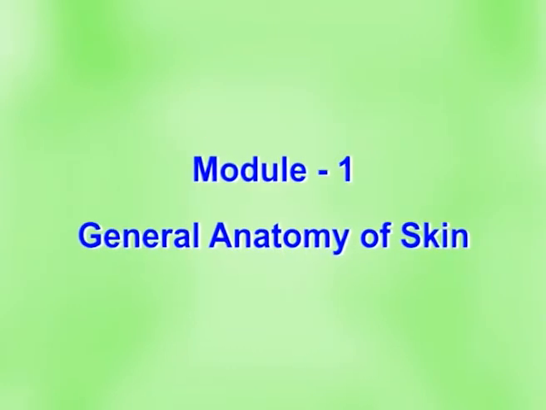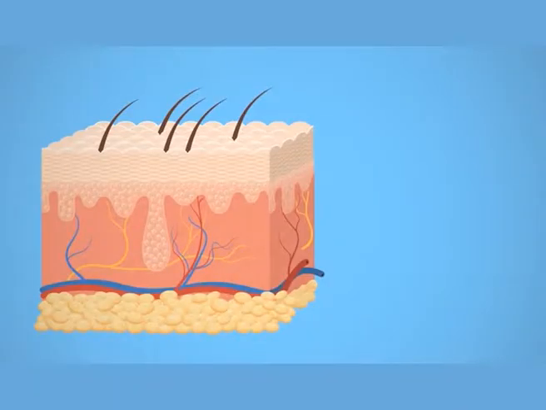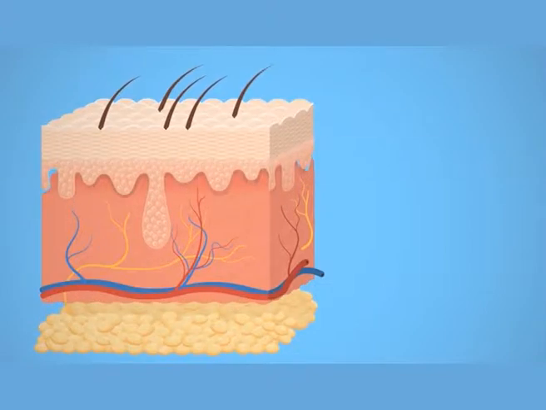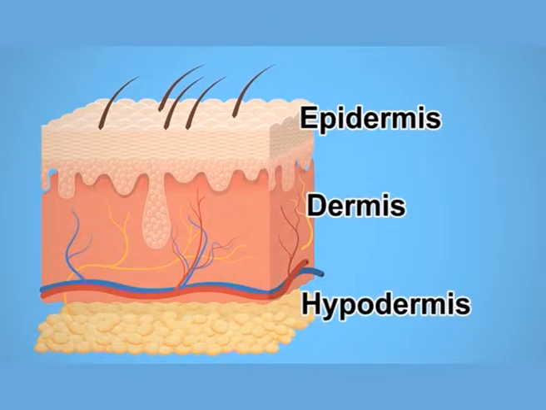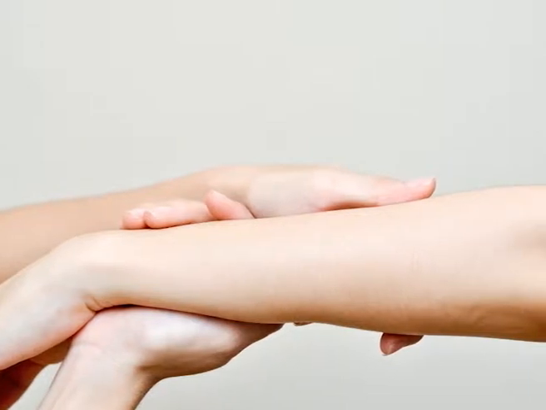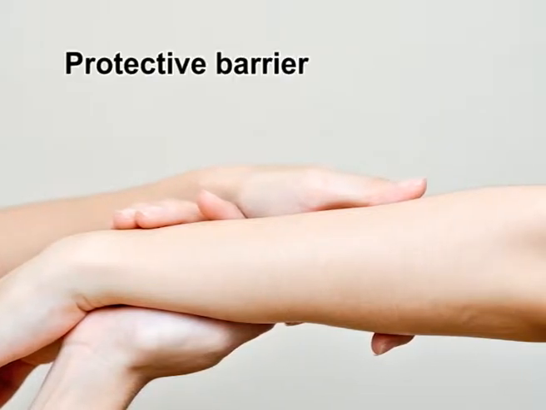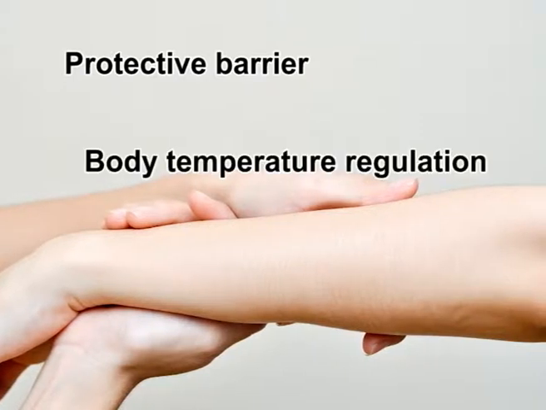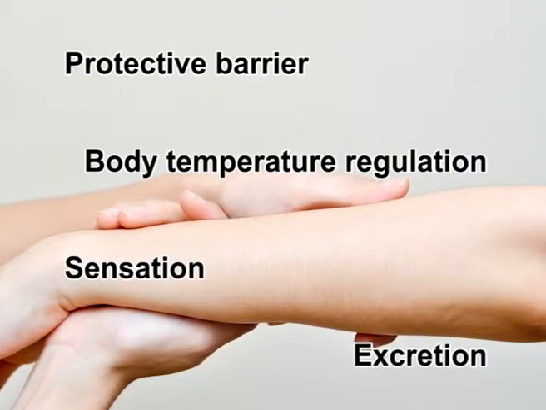Module 1, General Anatomy of Skin. The skin is an organ composed of three anatomical layers, namely epidermis, dermis and hypodermis. These anatomical layers together function to provide the body with a protective barrier, body temperature regulation, sensation and excretion.